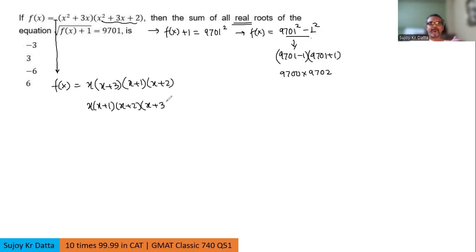So the product of four consecutive numbers is 9700 times 9702. Now obviously this has to be factorized as four consecutive numbers. So clearly we can see here 97 and 100 are two close numbers, right? So we have to factor this out. 9702: we have a hunch that 9702 most likely has 96 or 98 as a factor. So we can just check that in a calculator and see which one works.